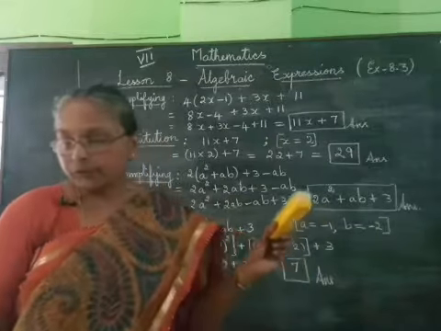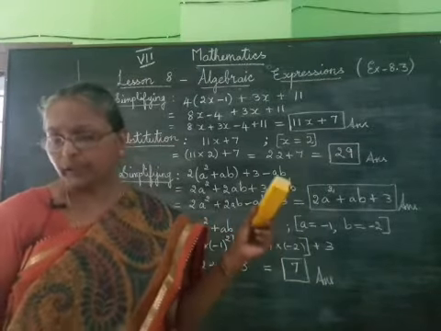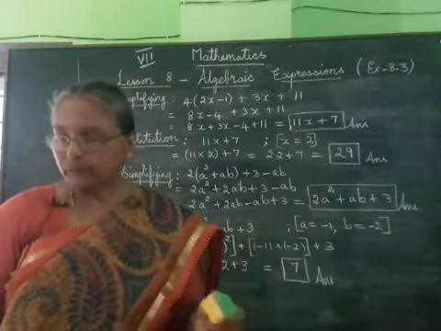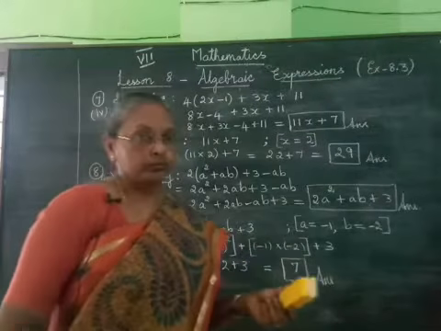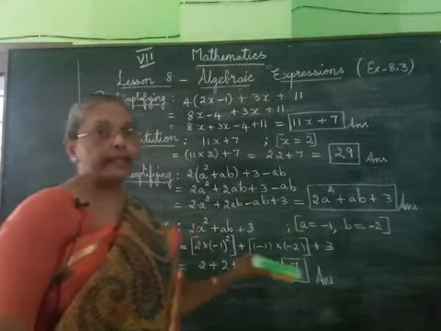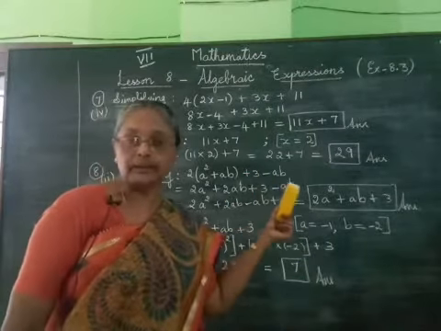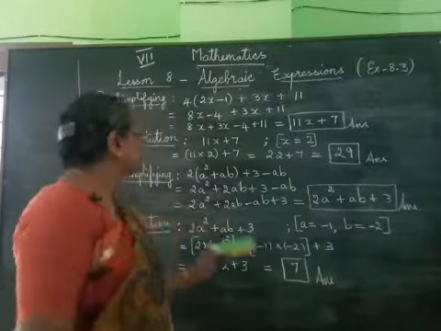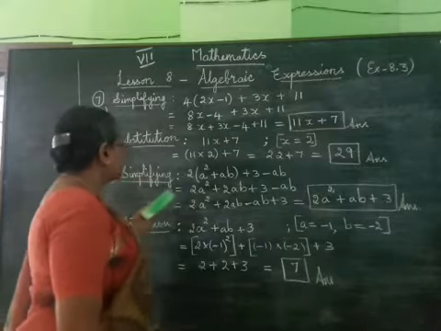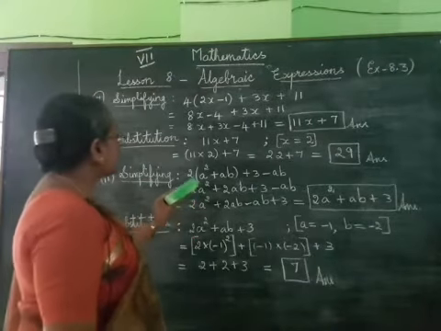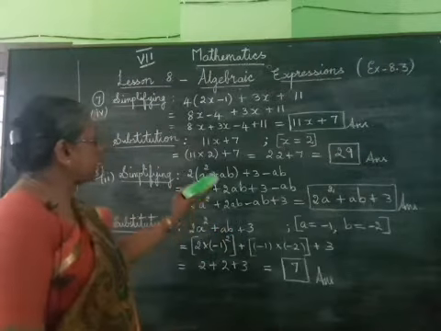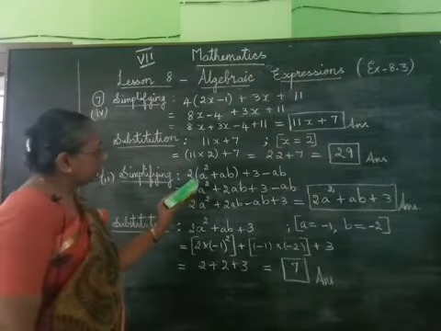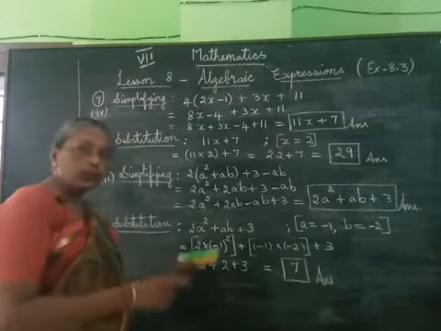Now, let me do one sum for you from question 8. Simplify the following expressions and find their values when a is equal to minus 1, b is equal to minus 2. Here, two variables are there and we have to simplify the expression as we did in the earlier sum. Same way we have to simplify first and then we have to find the value.